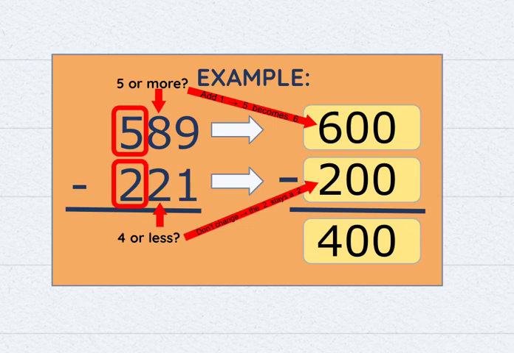So here in summary is what we did. 589, we had to do something to the 5. So we looked at the number next door. It was more than 5. It was an 8. So we have to add 1 to 5 and it becomes a 6. In 221, we looked next door. The 2 there was less than 5, so we don't change that 2. It stays a 2. Then we did our subtraction. 600 minus 200 is 400.